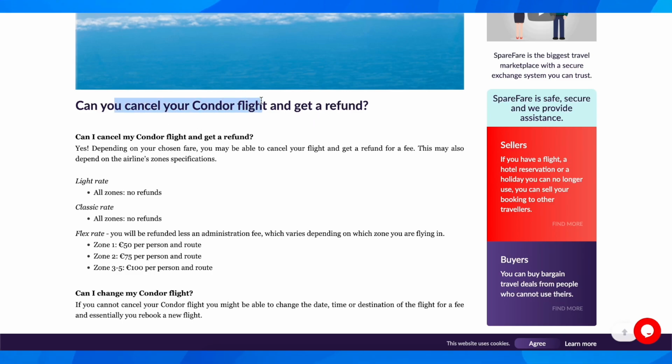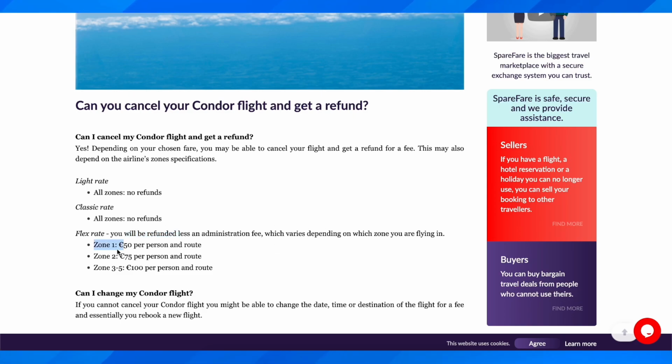Now if you want to get a refund, as you can see, depending on your chosen fare, you may be able to cancel your flight and get a refund for a fee. This may also depend on the airline's zone specifications. So for Light rate, all zones no refunds. Classic rate, all zones no refunds, and Flex rate you will be refunded less an administration fee, which varies depending on which zone you are flying in.